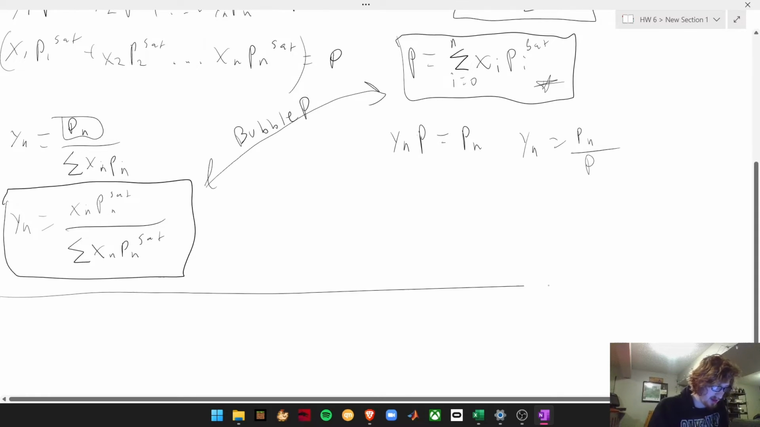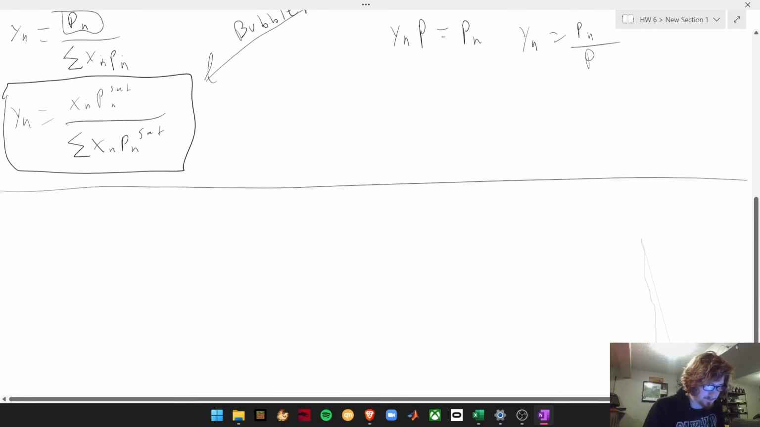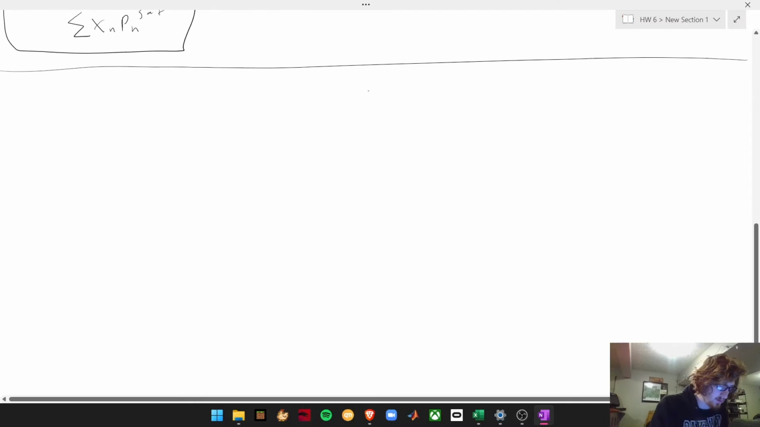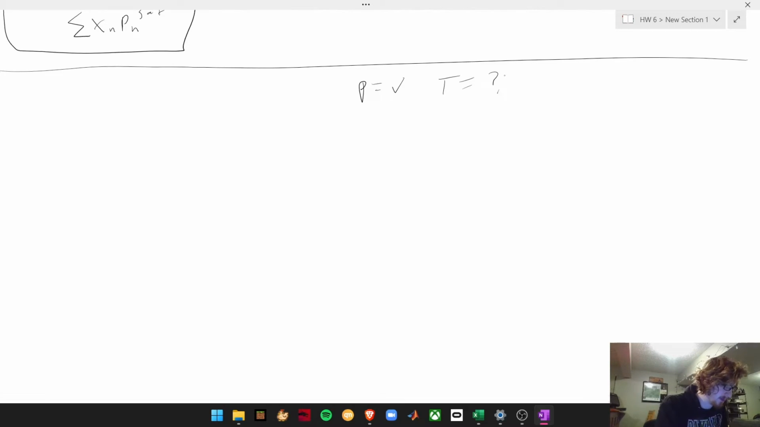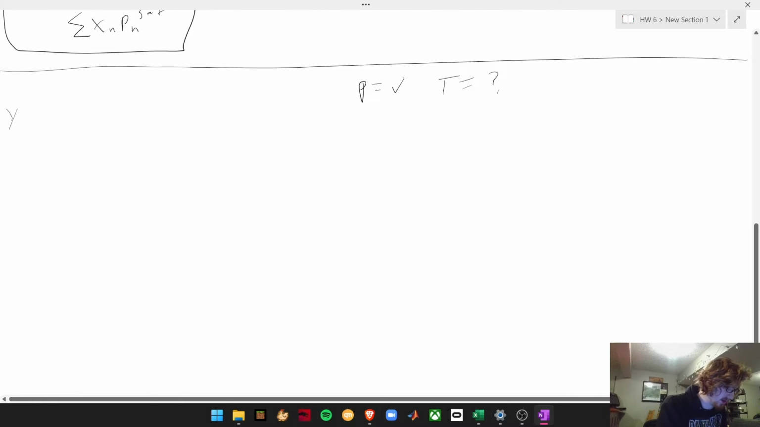But now we need to look at a scenario that's similar, but this time we know the pressure that we're at, and the pressure is constant, but we don't know the temperature that we need to be at, if we need to add or remove heat. So in this case, we can rewrite our equations.